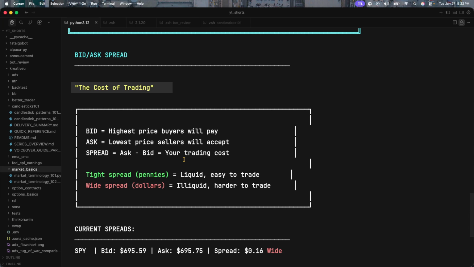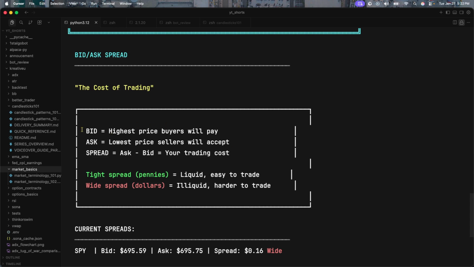So think about it this way. Whenever you want to get into the market, you have to ask to get into the market. So we're going to be paying the ask price, right? This is the price we're going to be paying when we get into the market. When we get out of the market, we want to set up a bid, right? And we want to get the highest price possible. So we want to get out of the market.